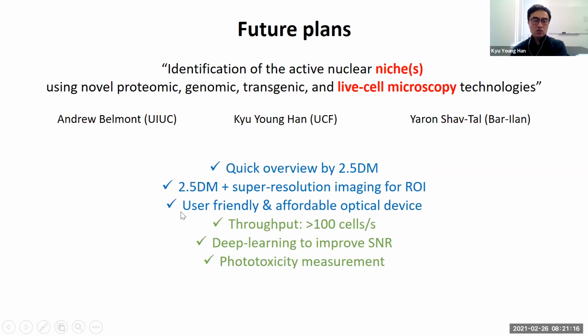Also, we are trying to develop a user-friendly and affordable optical device for the 4DN community. Besides that, we are trying to push our throughput to more than 100 cells per second without compromising performance. And also, we are trying to improve the signal-to-noise ratio using deep learning. And finally, this is the most difficult part: we need to more carefully measure the phototoxicity, because that has very much limited our live cell imaging for the 4DN project.